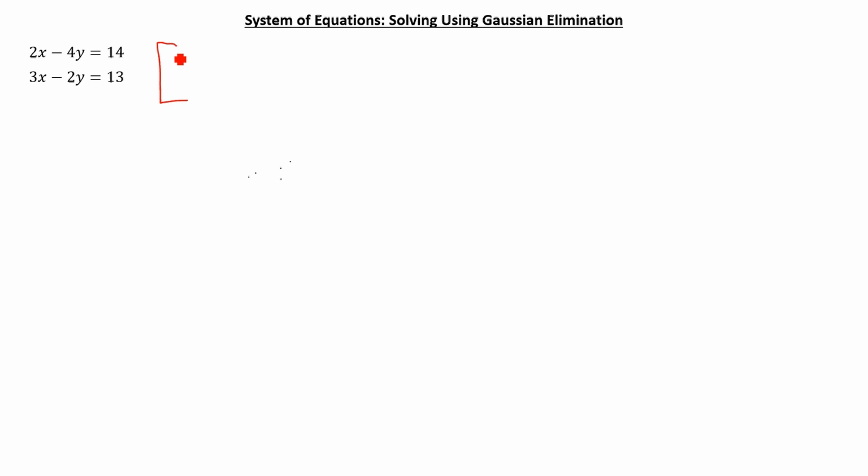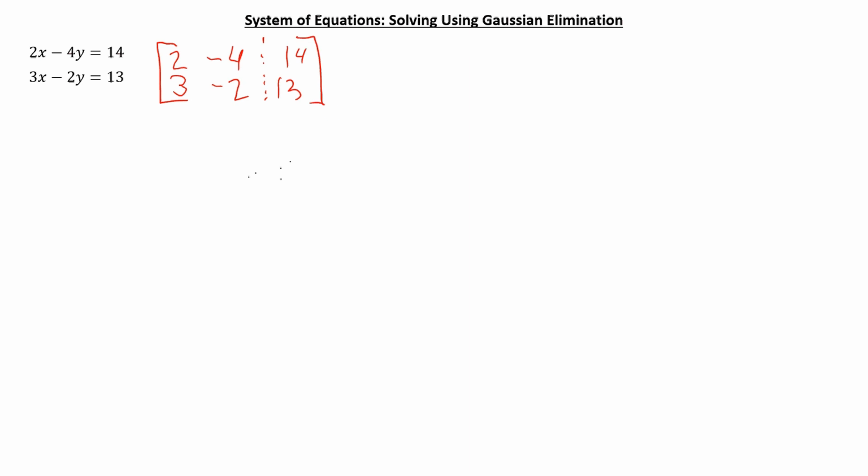Now, if you remember, you just take the coefficients, the numbers in front of the variables, and put them in order. So 2, -4, and 14 is our solution. We may have 3x, so it'd be 3, -2y, so -2, and then 13 is our answer.